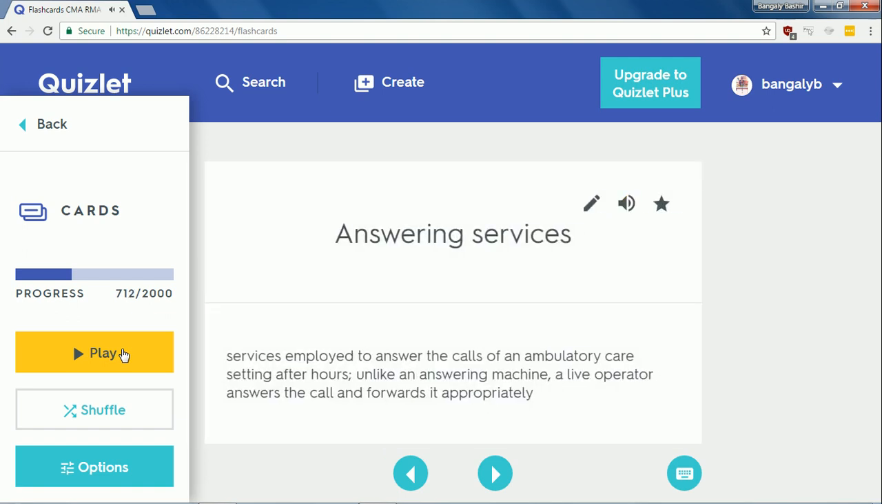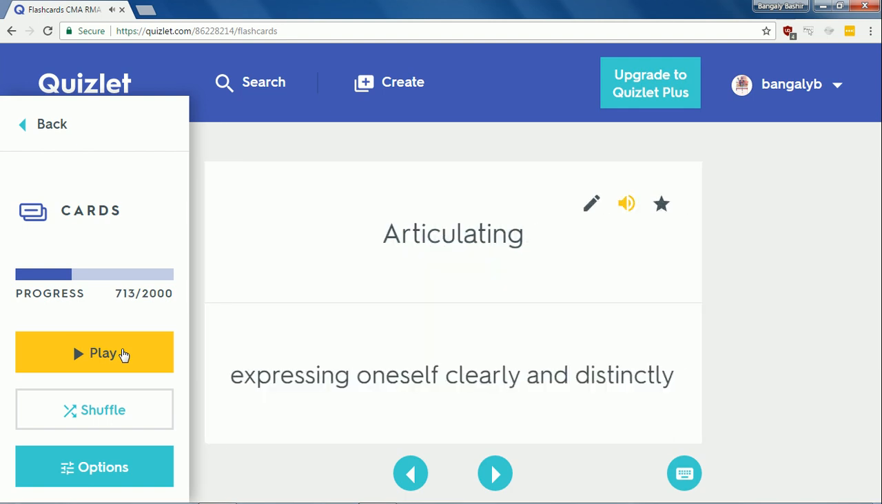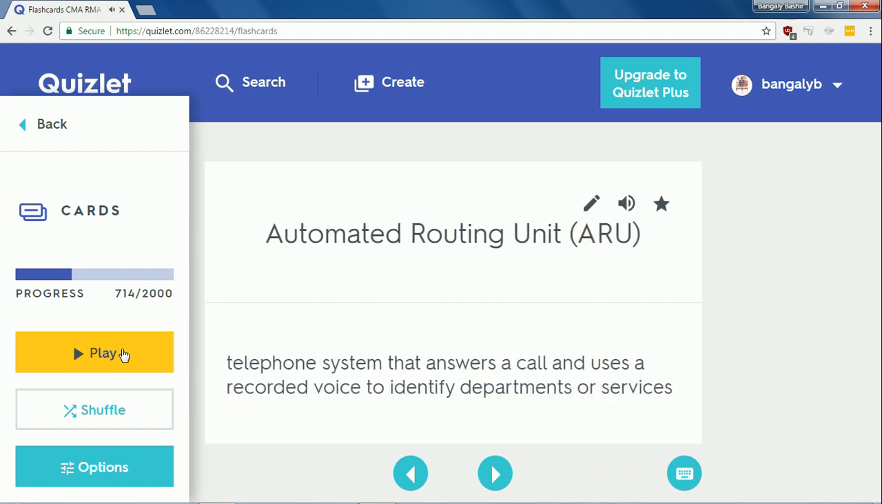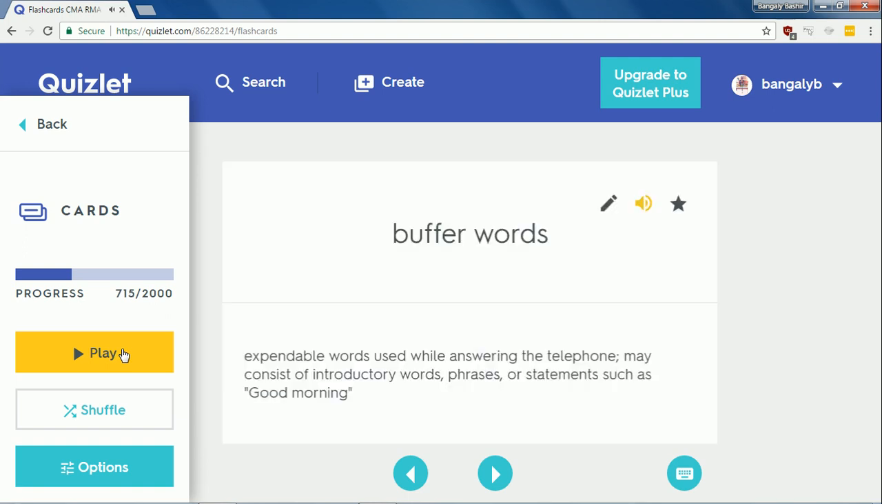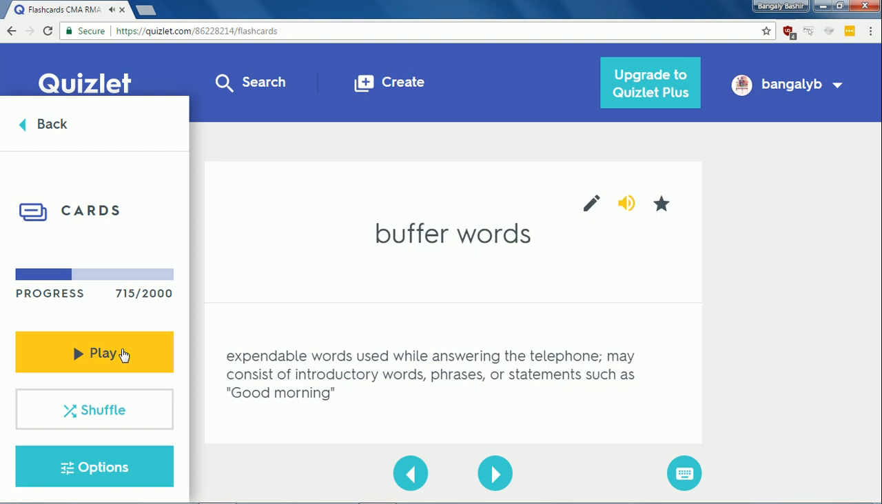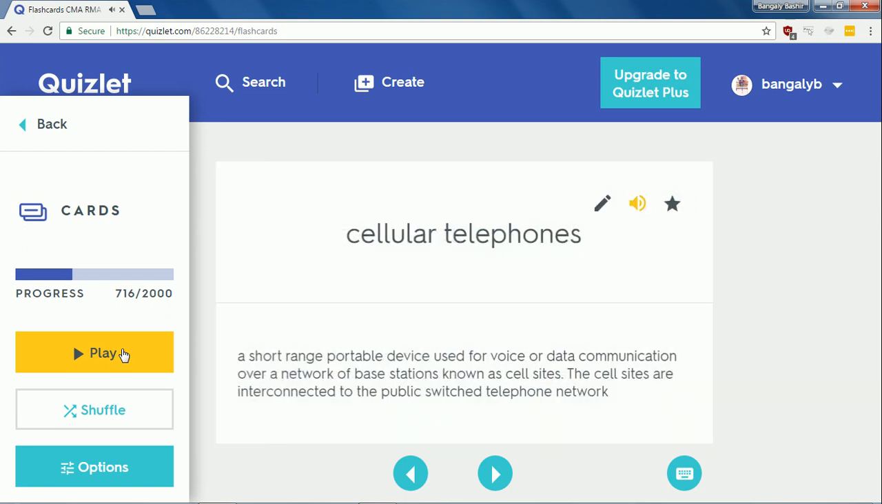Answering services. Services employed to answer the calls of an ambulatory care setting after hours. Unlike an answering machine, a live operator answers the call and forwards it appropriately. Articulating. Expressing oneself clearly and distinctly. Automated routing unit. Telephone system that answers a call and uses a recorded voice to identify departments or services. Buffer words. Expendable words used while answering the telephone may consist of introductory words, phrases, or statements such as good morning. Cellular telephones.